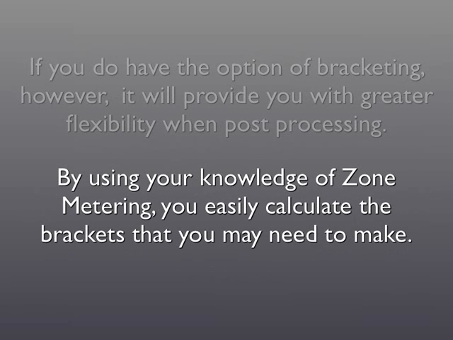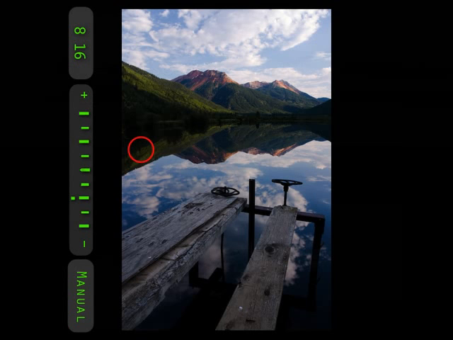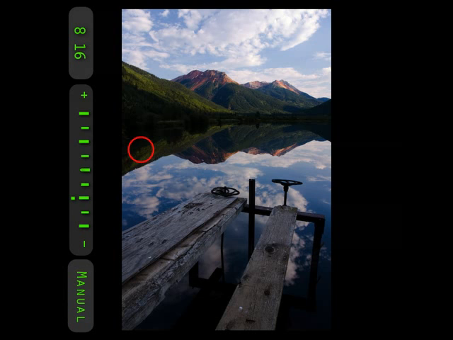By using your knowledge of zone metering, you can easily calculate the brackets that you may need to make. You can also use zone metering to calculate which split neutral density filter to use. Let me show you how. Here's a typical scene in the late evening when the sunlight is on the distant mountains and I'm in the shadows with the foreground. So what we'll do is we'll look at the foreground and we'll try to calculate the correct exposure for it. And then we'll determine how much of a split neutral density filter we'll need.